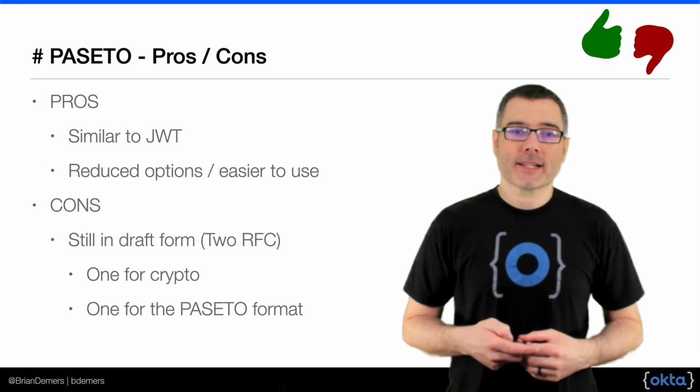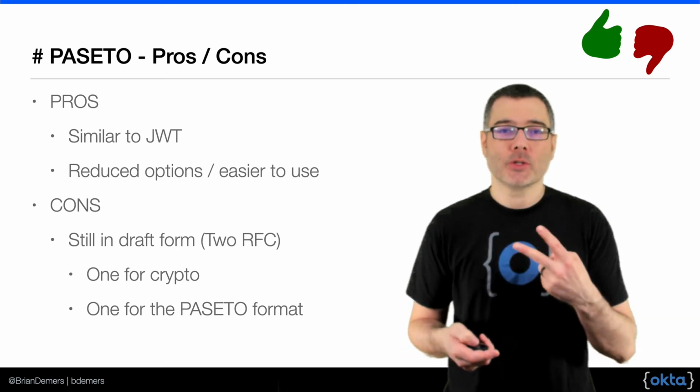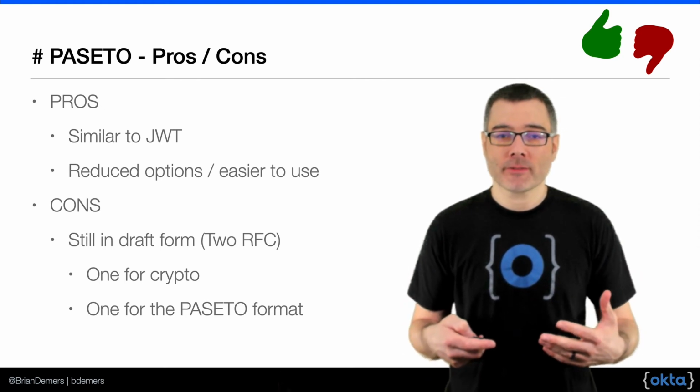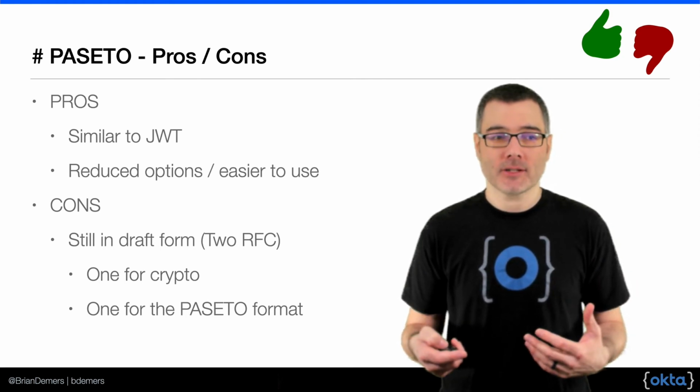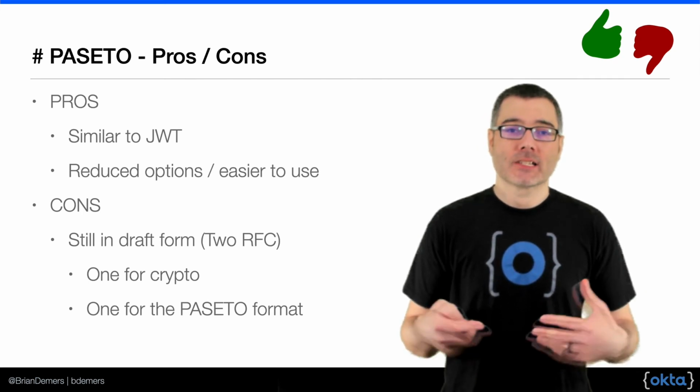There are a couple of drawbacks as well. The PASETO RFC is still in draft state, and it's actually two different RFCs. One is strictly based on a newer crypto algorithm, which is independent of PASETO, and then the other one is the PASETO spec itself.